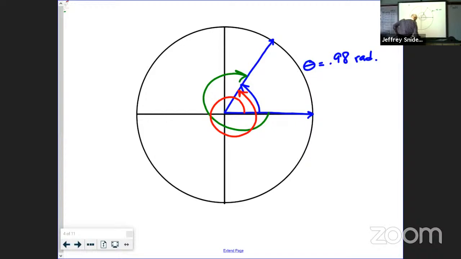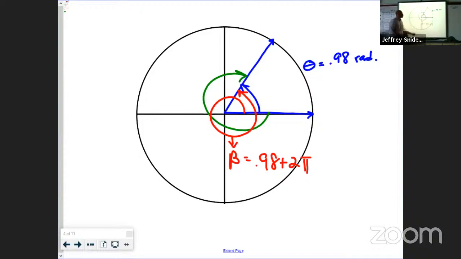So the red one right here, we'll just go ahead and call that one beta. It's 0.98 plus the full rotation, which is 2 pi. It's 0.98 plus 2 pi, because that's what a full revolution is. It's 2 pi radians. Okay?